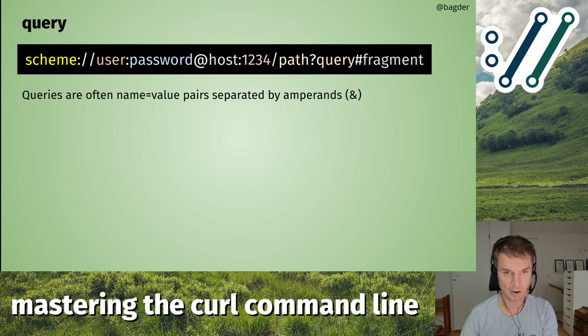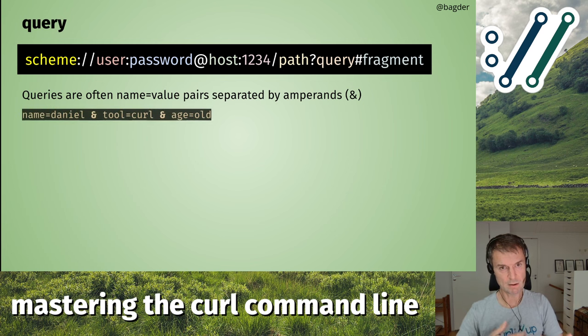Queries, or the query part, are often created like name-value pairs separated by ampersands. Basically you provide a set of pairs, right? Name is Daniel, tool is curl, age is old, with a separation like that. You don't have to do that, but it's a very common thing to do. It's more or less a semi-standard de facto thing. This is how a huge part of the internet or the web is made, right?